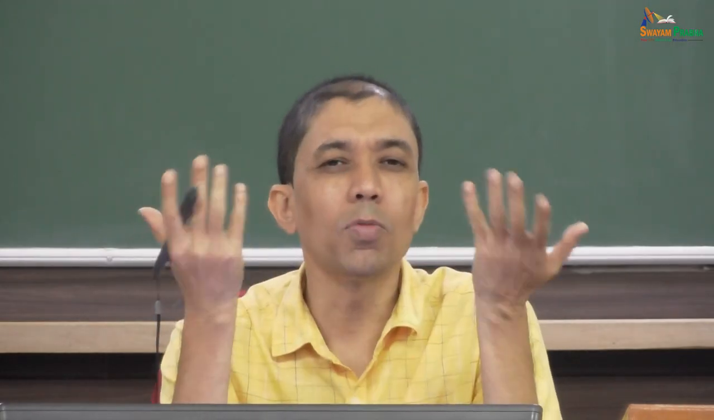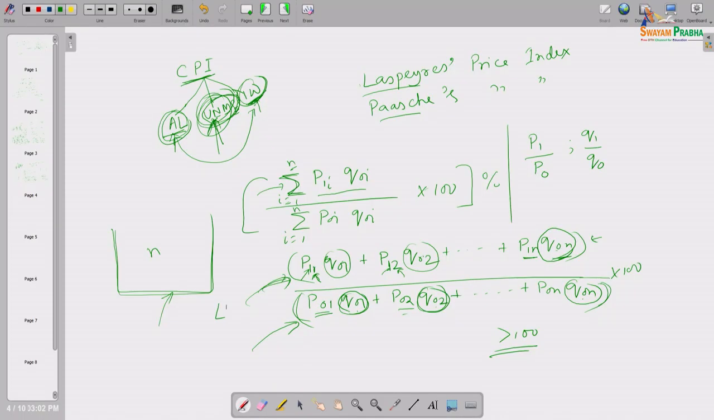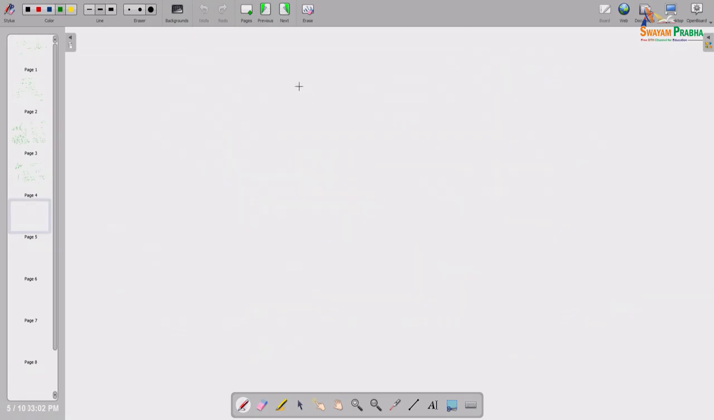So when we formulate a price index like this, it is called Laspeyres' price index formula. Exactly the same way, Paasche also gave another formula. What is that? The Paasche price index is basically the numerator sigma P1i Q1i by sigma P0i Q1i, with i running as usual from 1 to n.